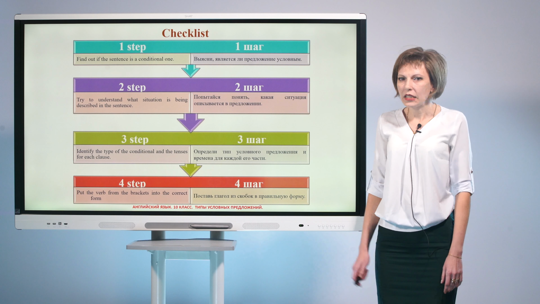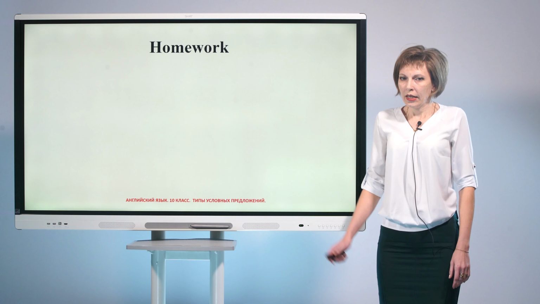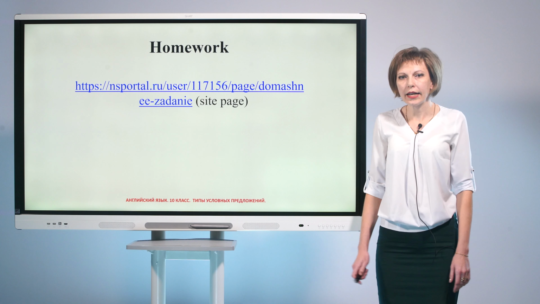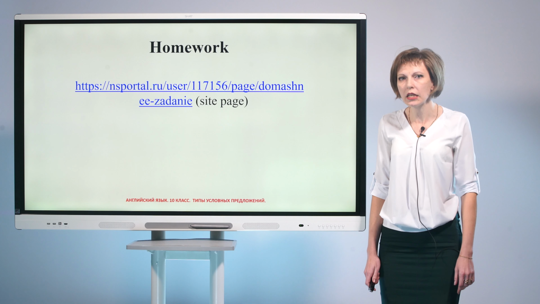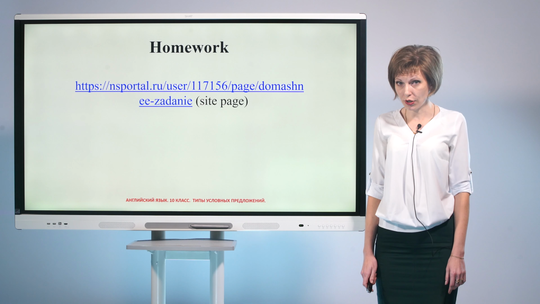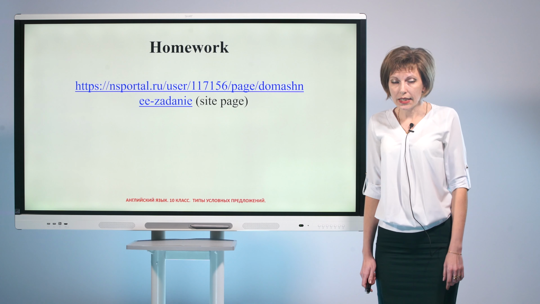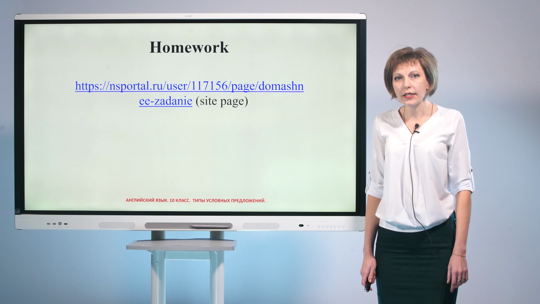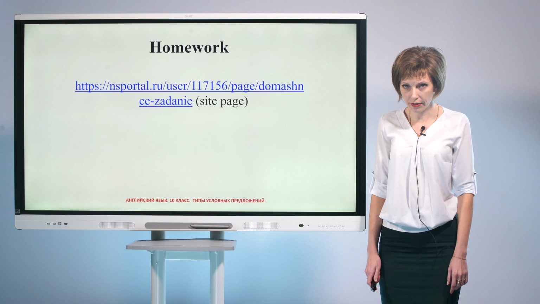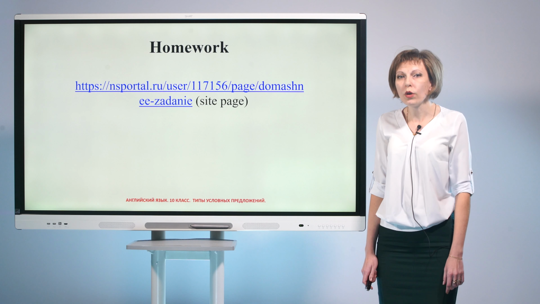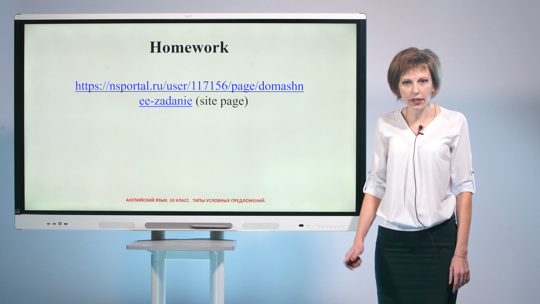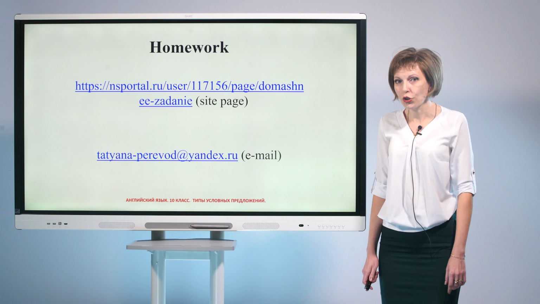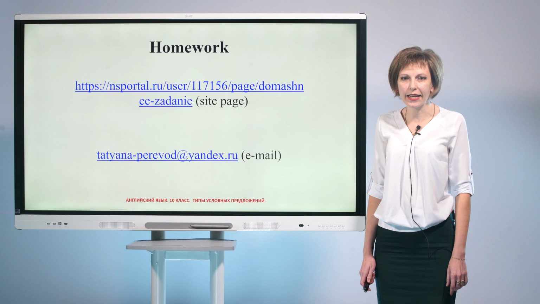So I would like to give you some homework. I'm giving you a link to this site page where you will find a test about conditionals. So this test is presented with different tasks of different levels of difficulty, and those of you who want it may send your own task for checking into my email, which you can also see in this slide.